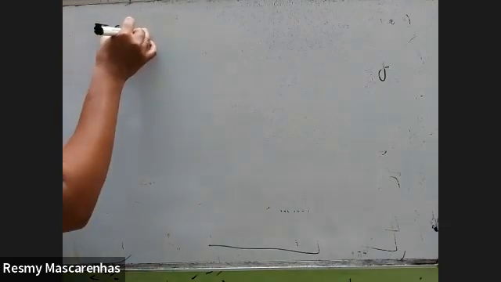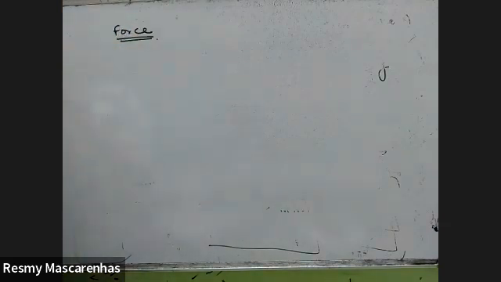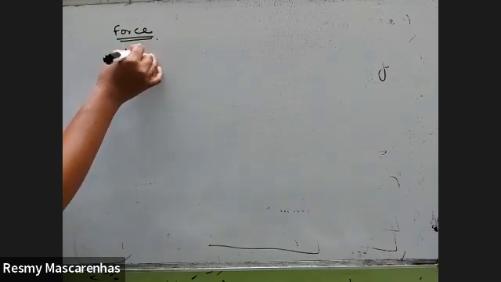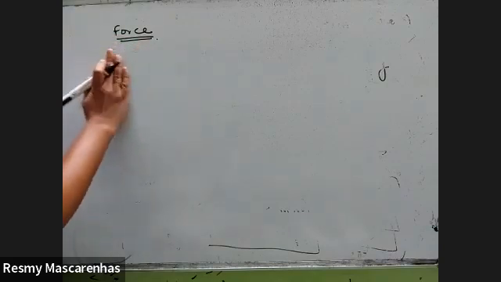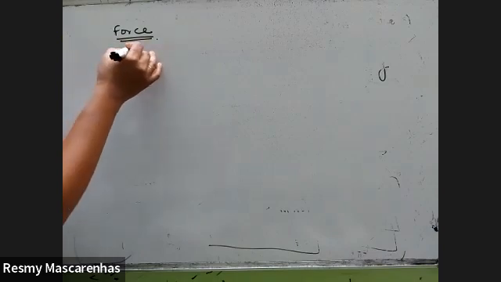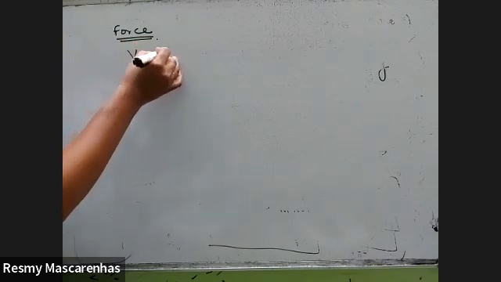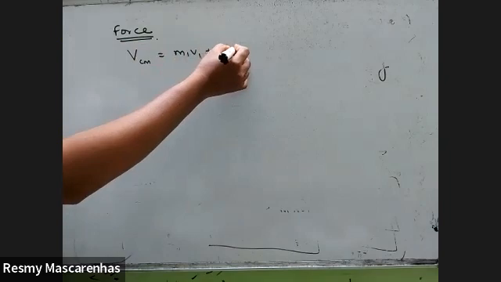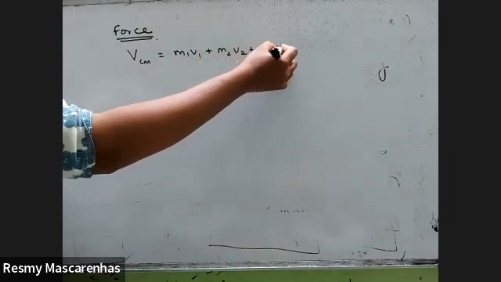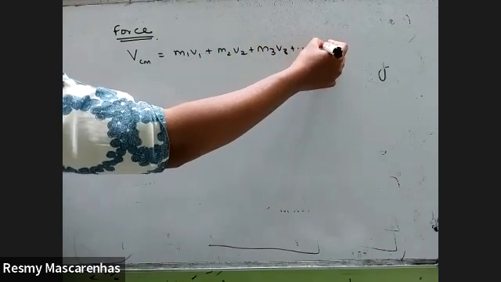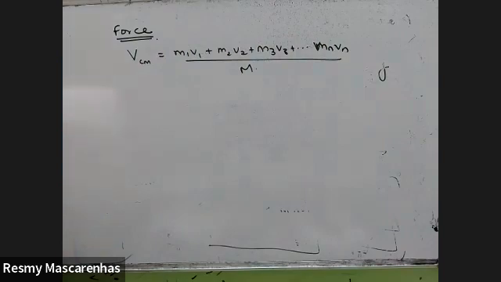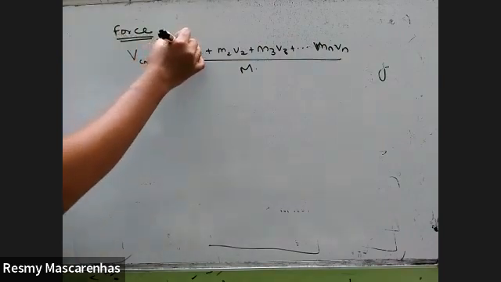So we'll just check for force now. So what will be the velocity of the center of mass of this total mass? We have just seen this formula. What is that? V of CM was M1 V1, M2 V2, M3 V3 up till Mn Vn upon M. Velocity for n number of particles.